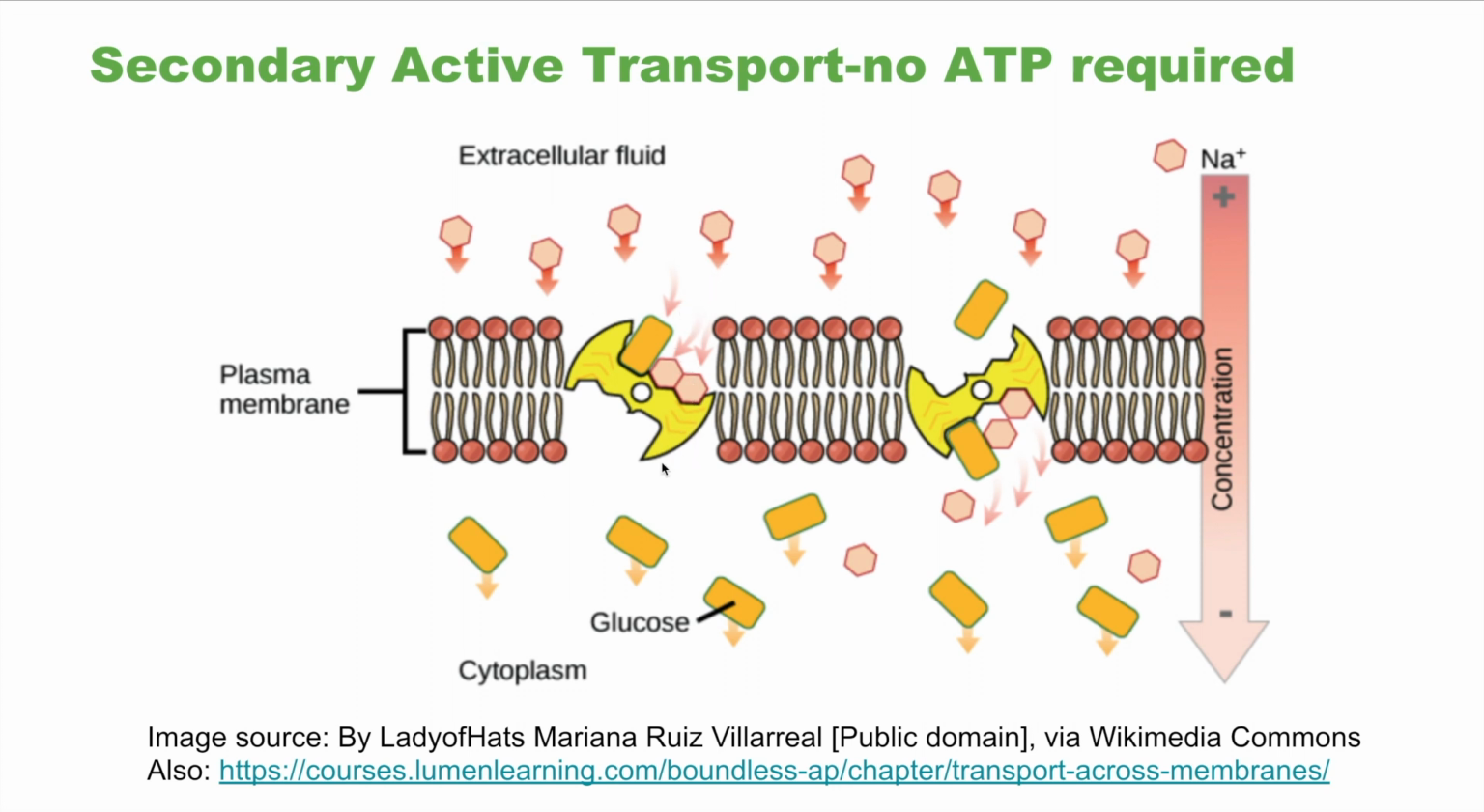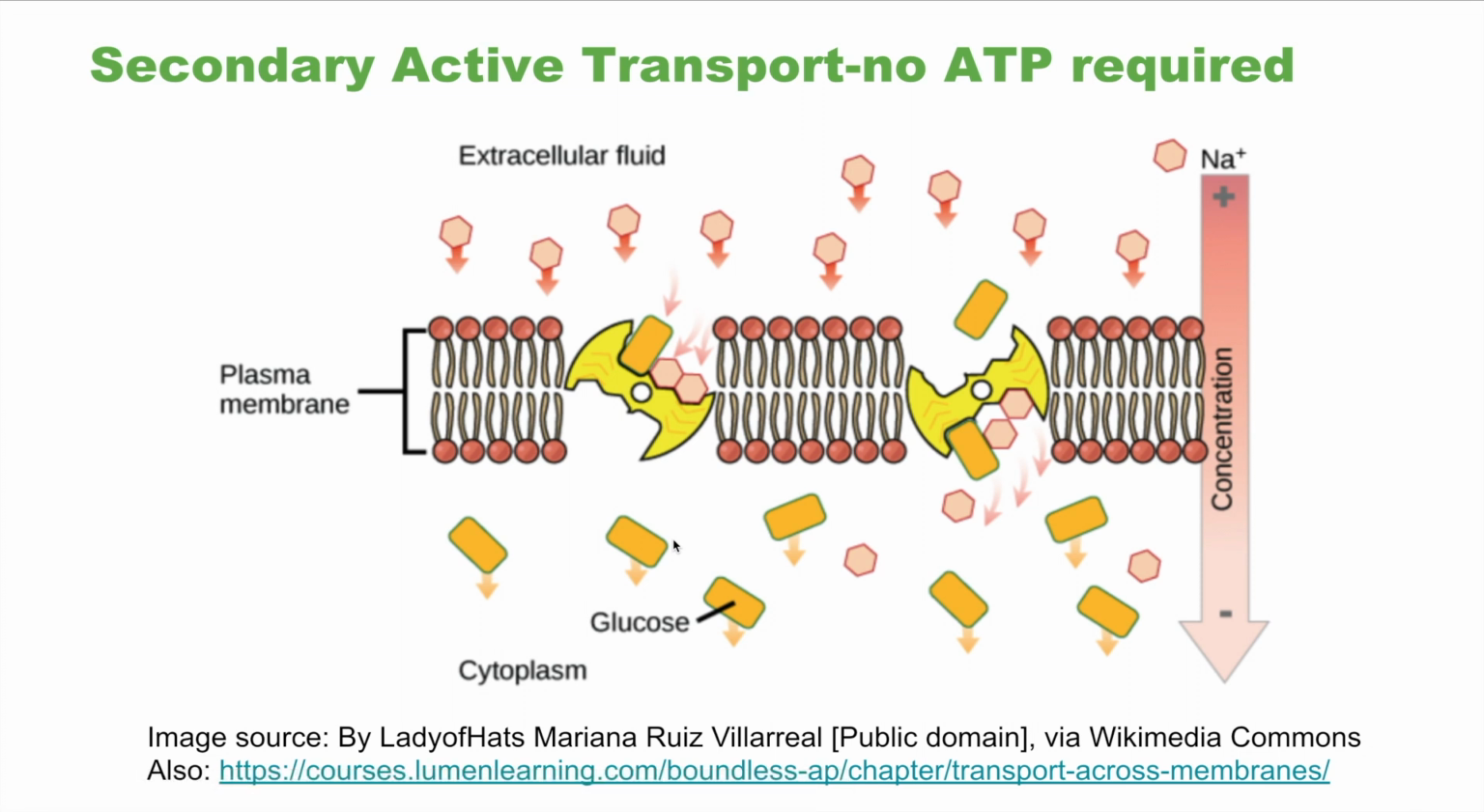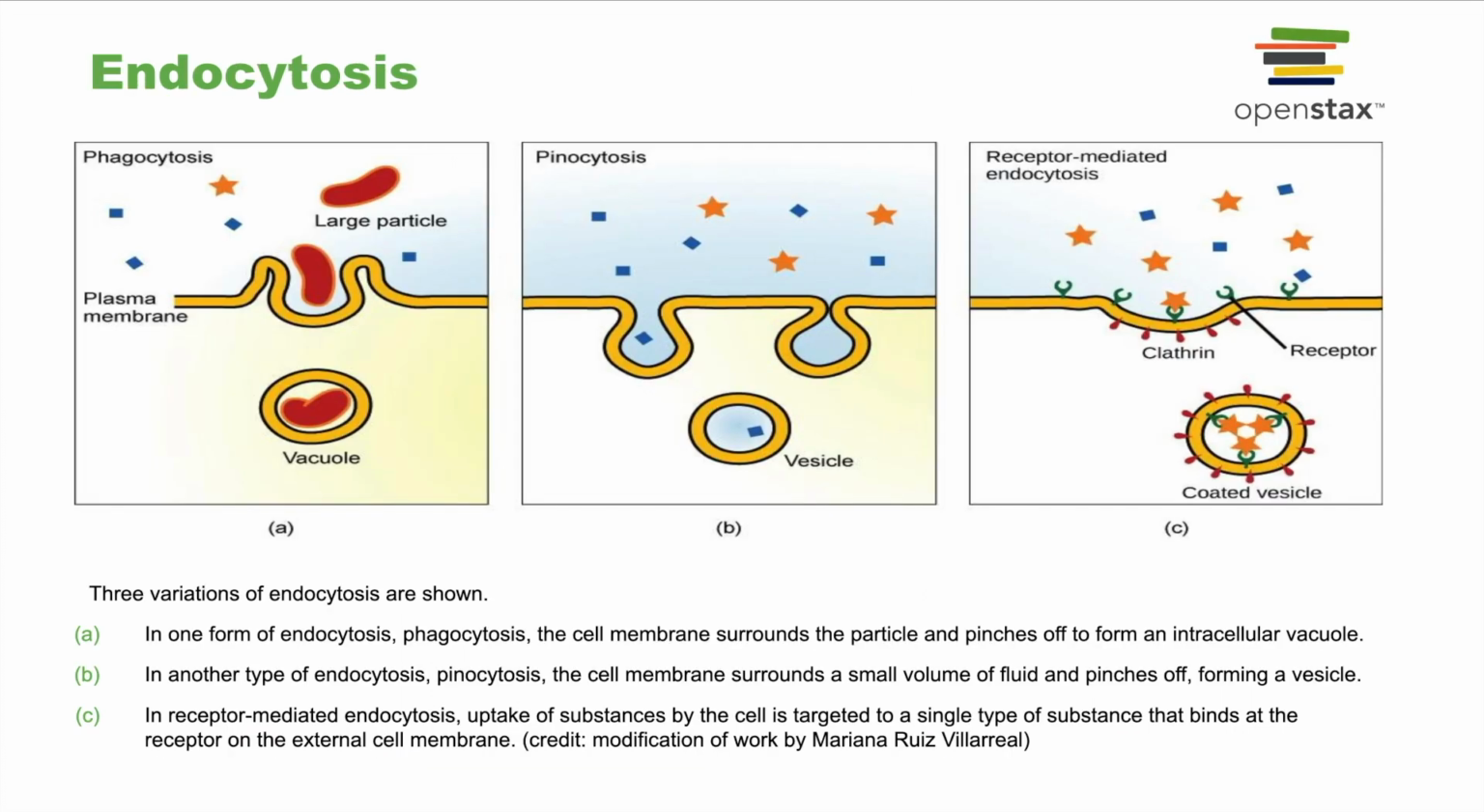So the cell can keep bringing glucose molecules from, let's say, the bloodstream. And even though there's plenty of glucose in here, the cell can keep bringing them in. So that's an example of a secondary active transport that doesn't require ATP. So the processes that so far we've talked about are for really smaller molecules, ions, and things like that.